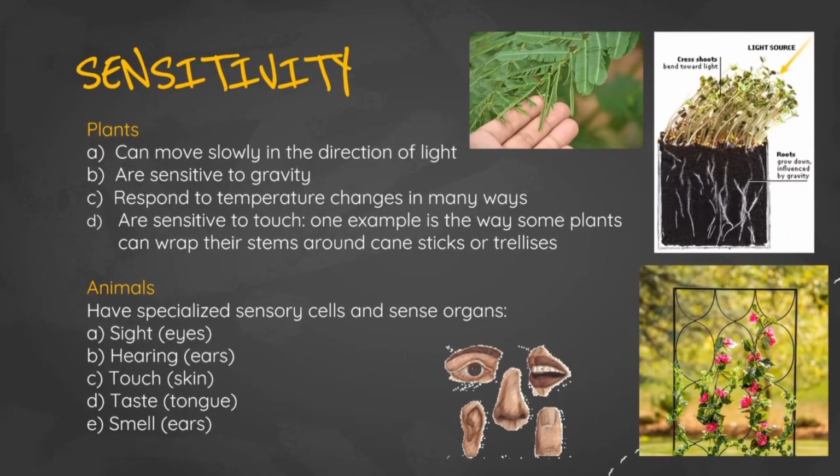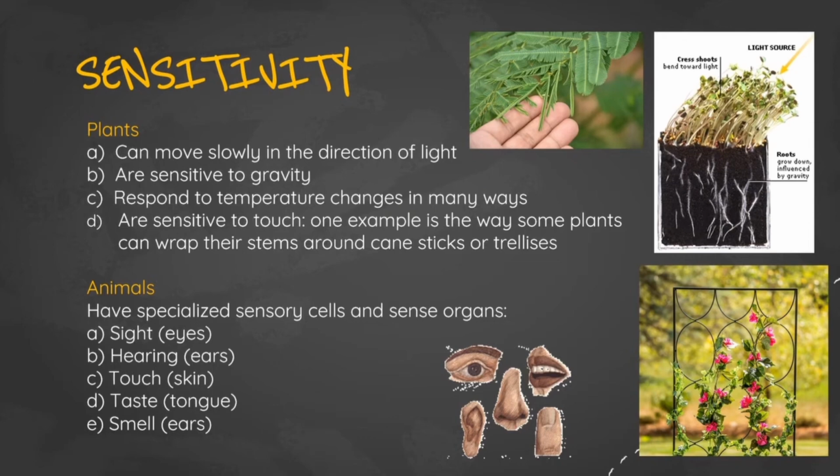Sensitivity. Plants can actually move slowly in the direction of light, as can be seen in this illustration. The green plant is actually bending towards the sunlight, and this is in order for them to get as much sun as possible for photosynthesis to occur at its maximum potential. Plants are also sensitive to gravity, enabling them to always send roots downwards and green shoots upwards. Plants can respond to temperature changes in many ways, as we started to explain earlier. Exposure to heat, for example, can cause the stomata to open and allow water inside leaves to evaporate, so cooling the plant. Remember, water to vapor is evaporation, and evaporation causes cooling.